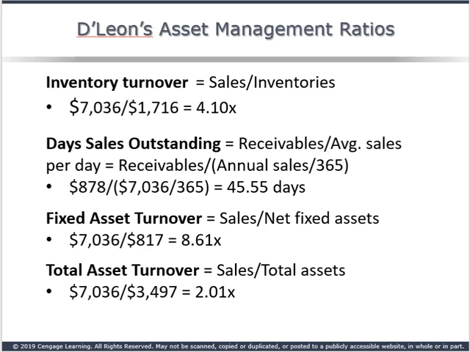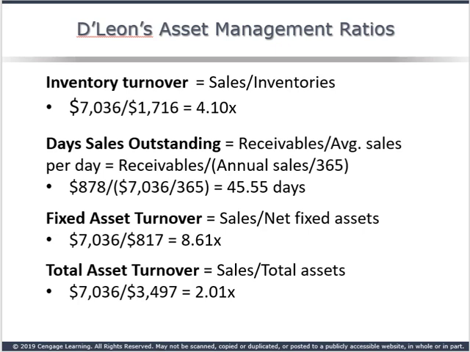So there are some assets that are not fixed. Of course, current assets would fall into this category, but our fixed assets, we are producing basically $8.61 for every dollar of fixed assets, but we're only generating $2.01 of sales for all assets.